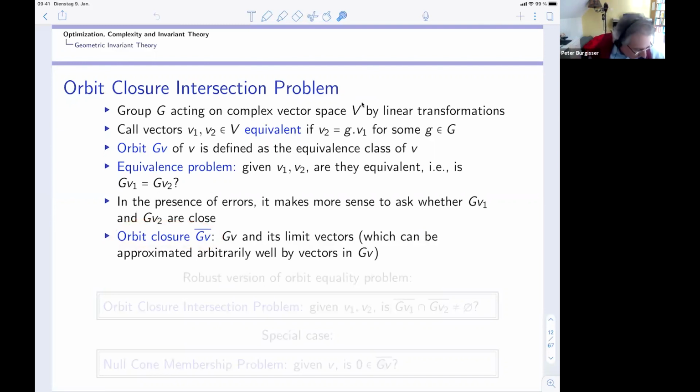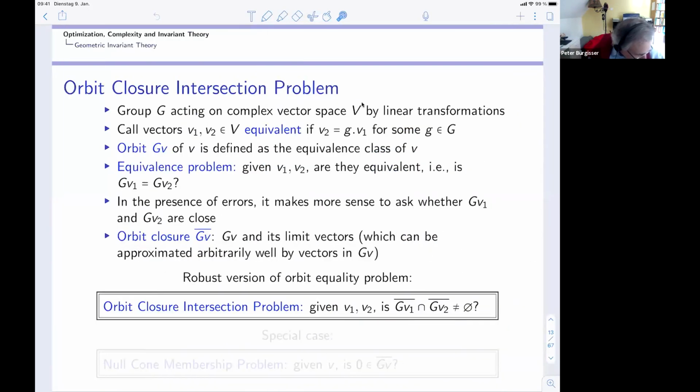Okay. And then I phrase the orbit closure intersection problem, which I see as a robust version of the orbit equality problem. This is the main problem I'm interested in. So given two vectors, V1 and V2, do the corresponding orbit closures intersect, yes or no?